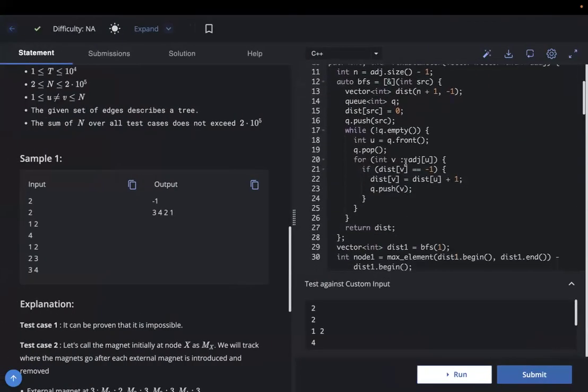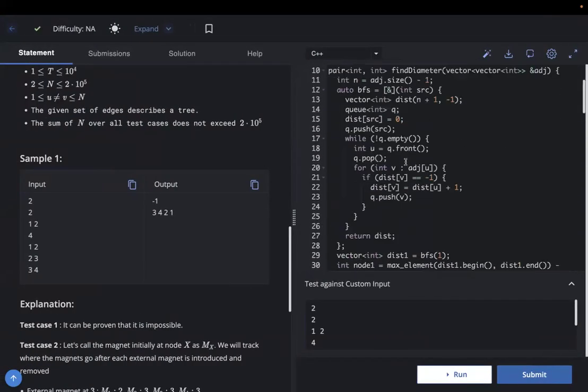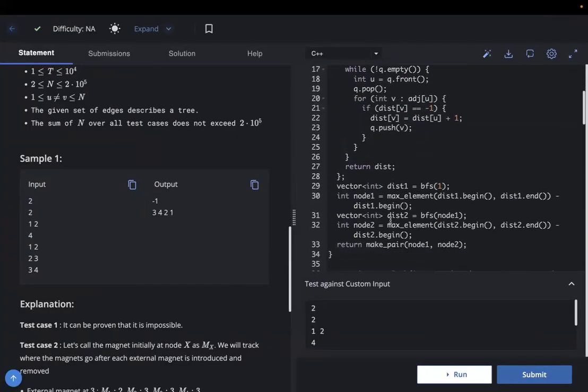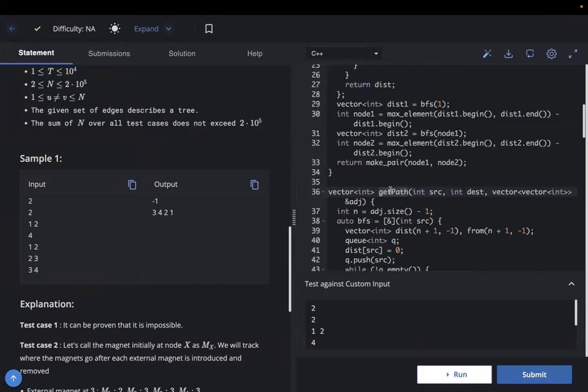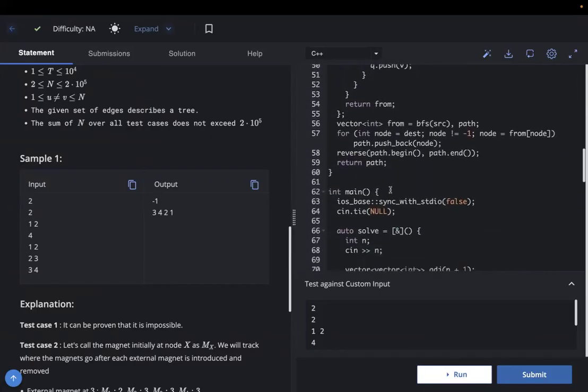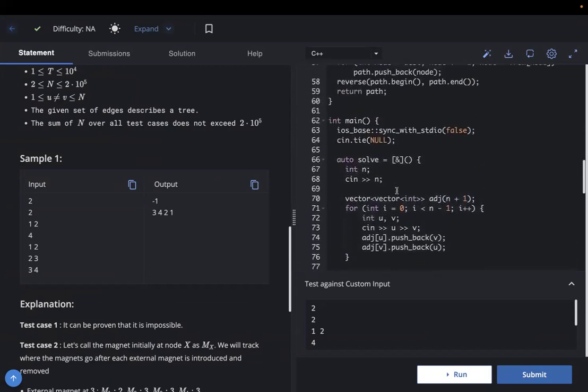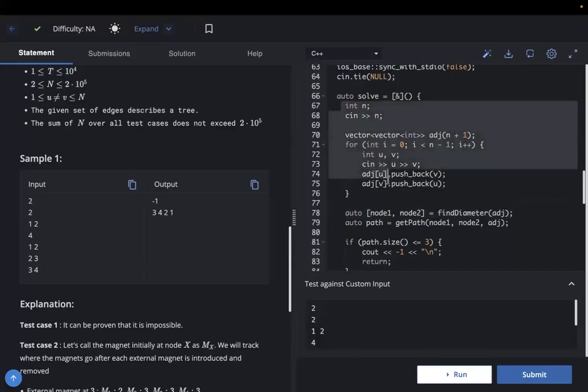Let me give you a glimpse of my code. So I had two templates, find diameter and get path. I created these templates earlier because these are two useful functions which come in use a lot of times. And in my main function for solving the problem, first I'm taking all the inputs, creating a graph, basically creating a tree.